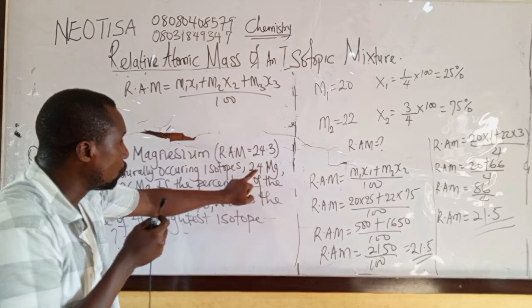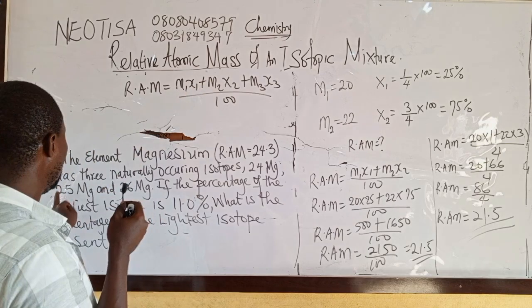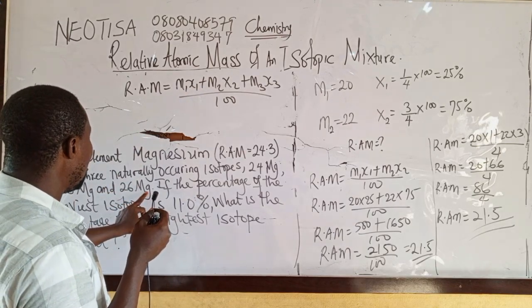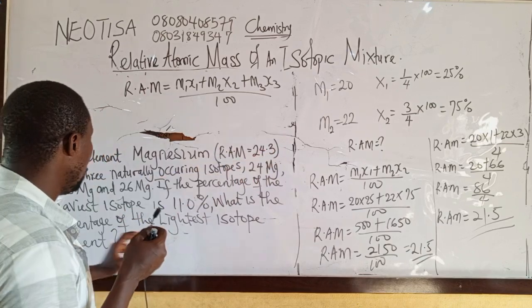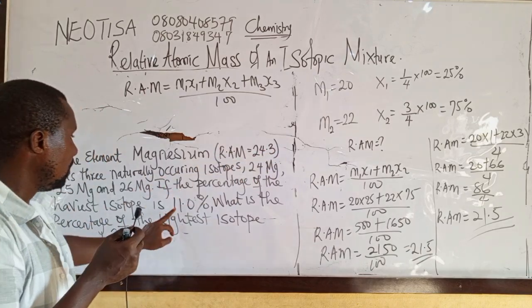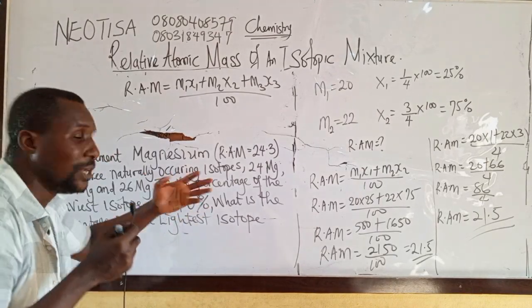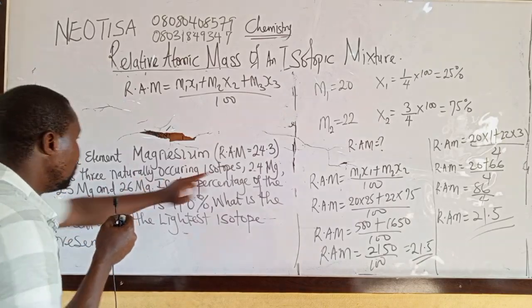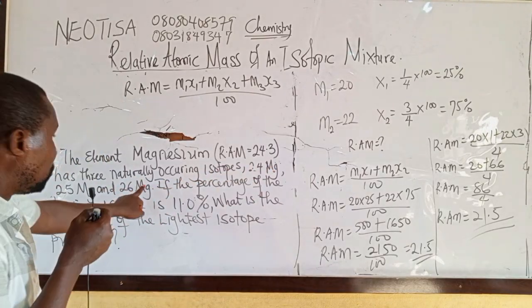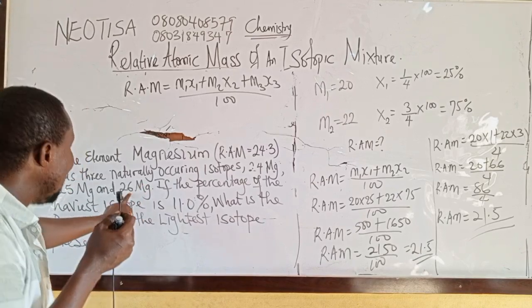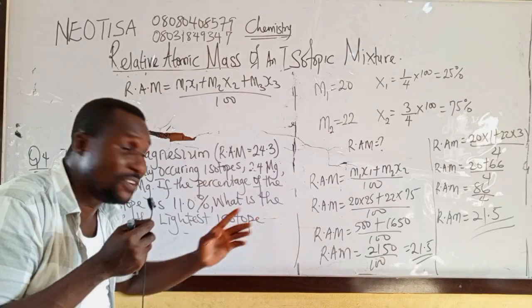The mass of the first isotope is given as 24, M1 equals 24. The mass of the second isotope, M2, is 25. The mass of the third isotope, M3, is 26. Relative atomic mass is 24.3. They now say the relative abundance of the heaviest one is 11.7%. Which one is the heaviest? It is 26, so X3 is the relative abundance given as 11.